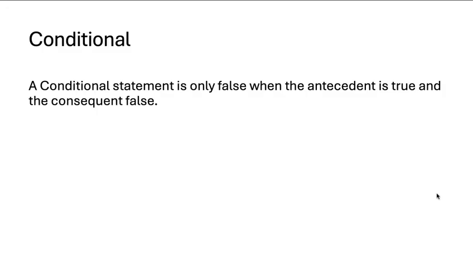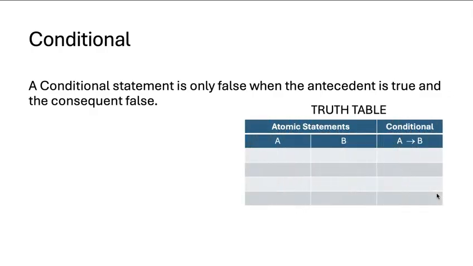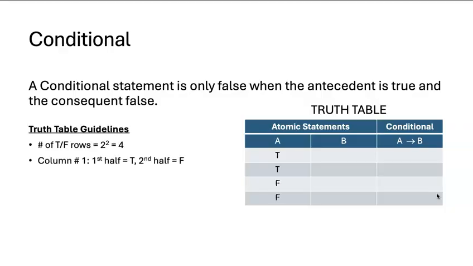Next, our conditional statement. So a conditional statement is only false when the antecedent is true and the consequent is false. Antecedent true, consequent false. So again, the truth table has 2 atomic statements, so we just need 4 rows. Same rules. Now the rule for the conditional says a conditional statement is only false when the antecedent is true and the consequent is false.